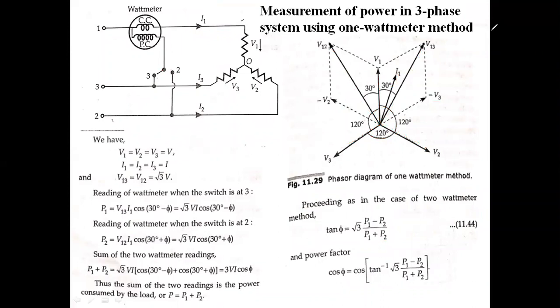So from this expression of the phasor diagram, when the load is balanced in our discussion, the current coil is connected in series to the line, and the pressure coil is connected in parallel to the line.